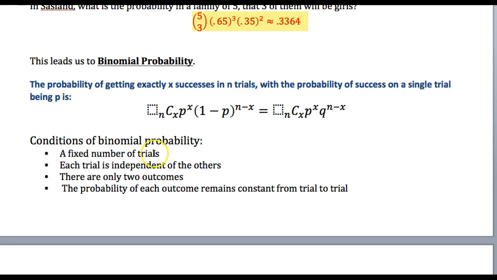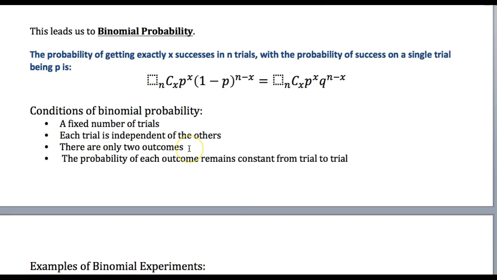First of all, you need a fixed number of trials. You can't change that. Each trial is independent of the others. So if you do replacement, that would be a situation where things are probably independent. If you don't replace items, for instance, if you're drawing cards, each time you draw a card, that changes the probability of the items left in the deck. So you've got to be careful with that.